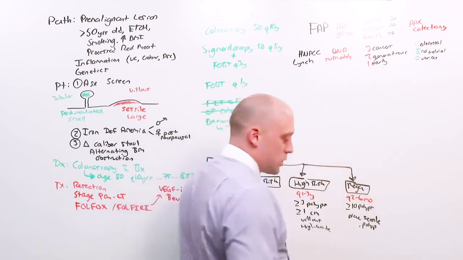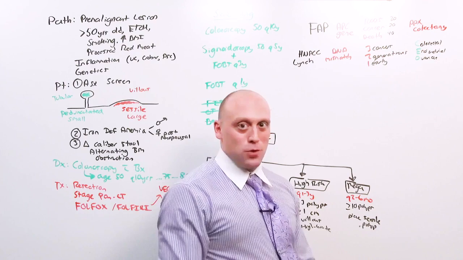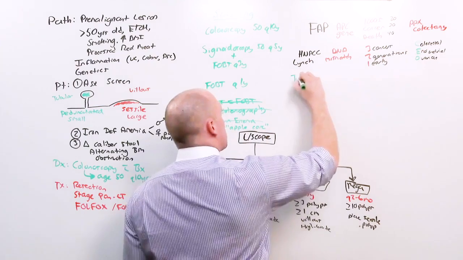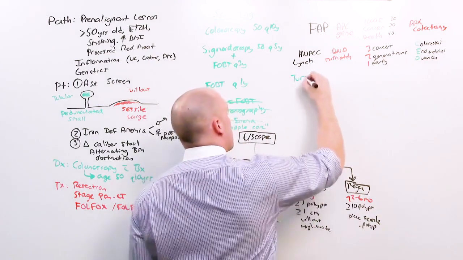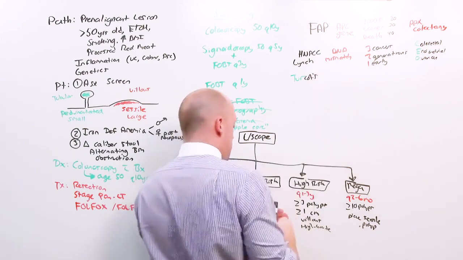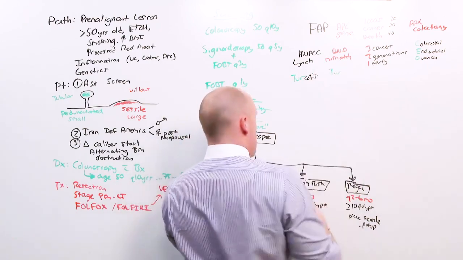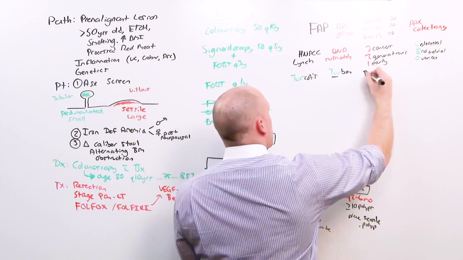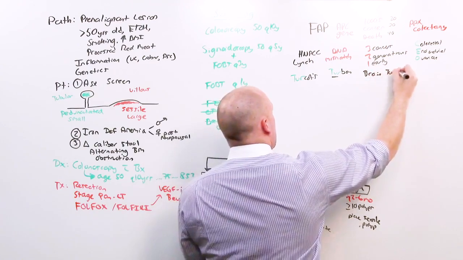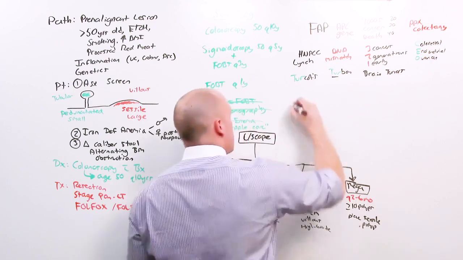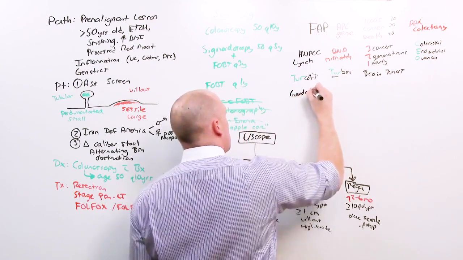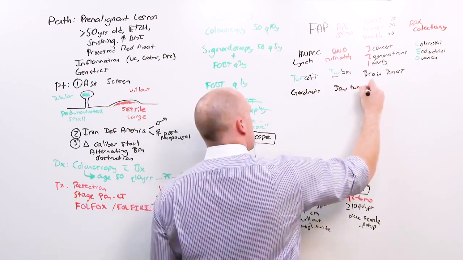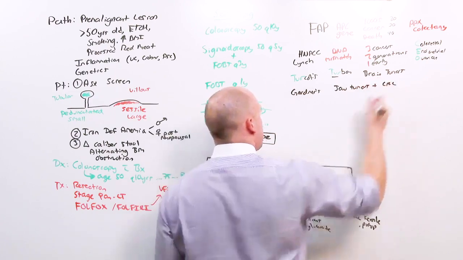There's 2 others that you just kind of have to know. They're sort of low yield, but know they're there because they're going to come up at you as distractors. It's Turcot's and Gardner's. Turcot's, I think of wearing a turban on my head, and so I get brain tumors along with colorectal cancer. And Gardner's is the other one, where you have jaw tumors along with colorectal cancer.